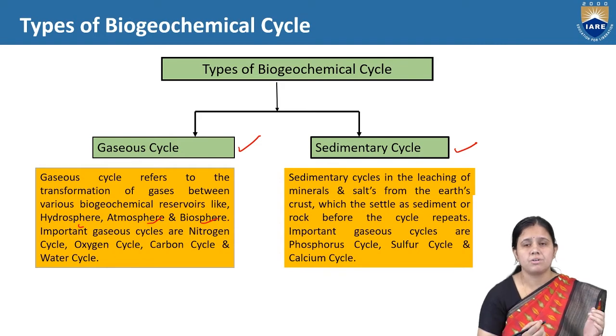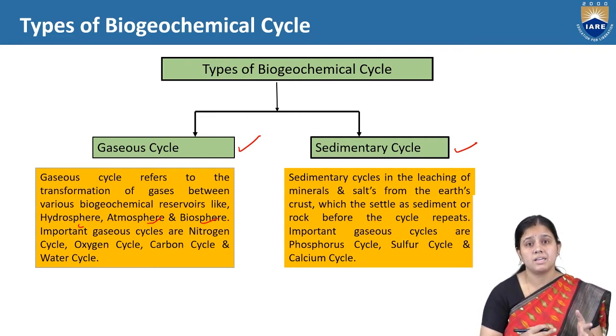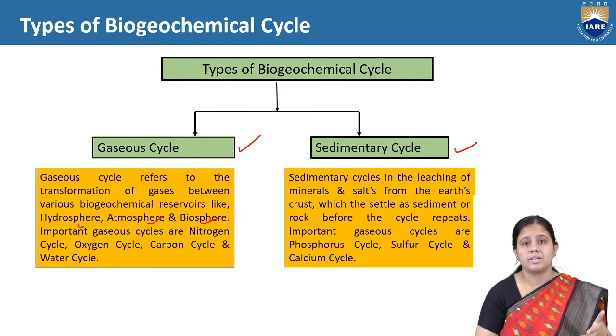These cycles are connected from atmosphere to hydrosphere, hydrosphere to lithosphere. All these cycles are like that, and as we have already discussed, with the help of some biotic and abiotic components of the ecosystem, these cycles take place from atmosphere to hydrosphere, hydrosphere to lithosphere, across all the segments of the universe.